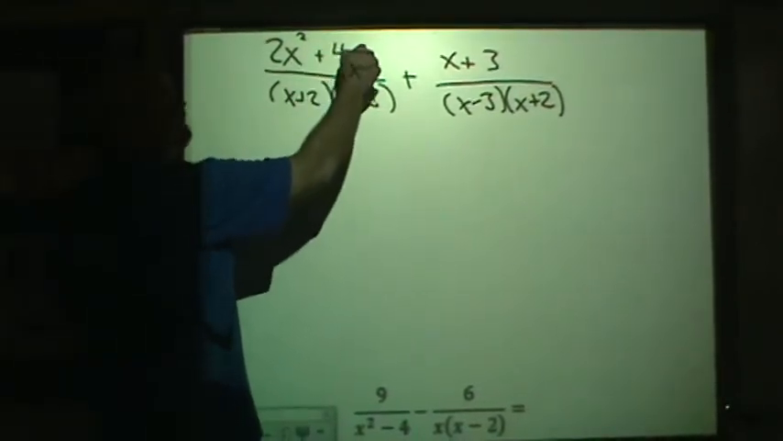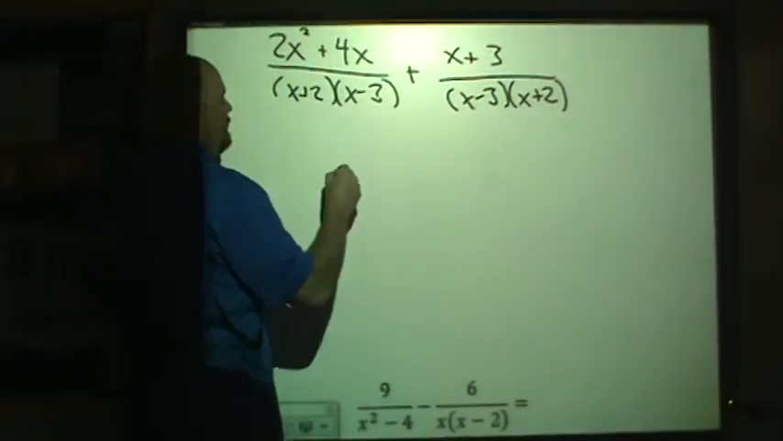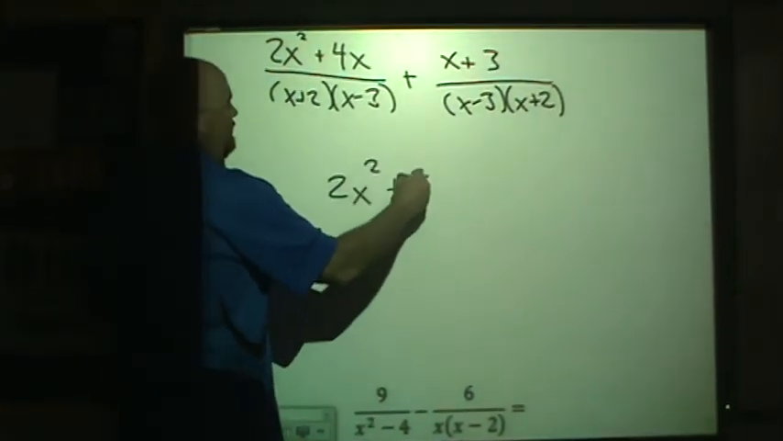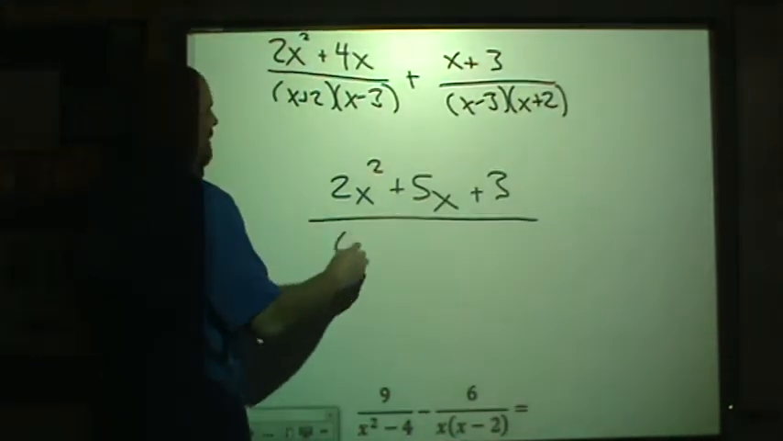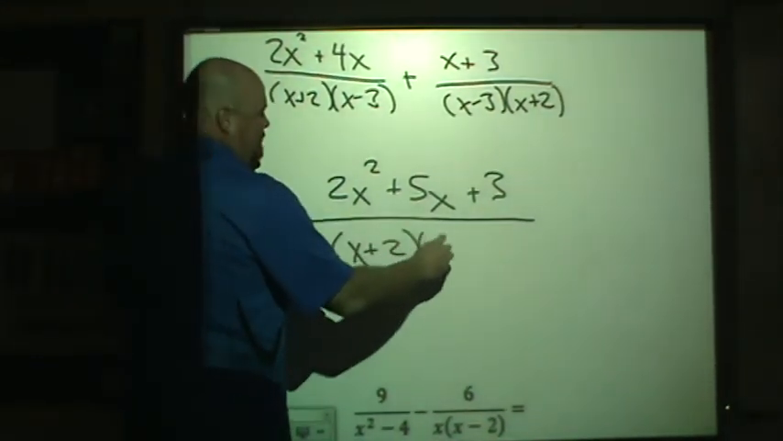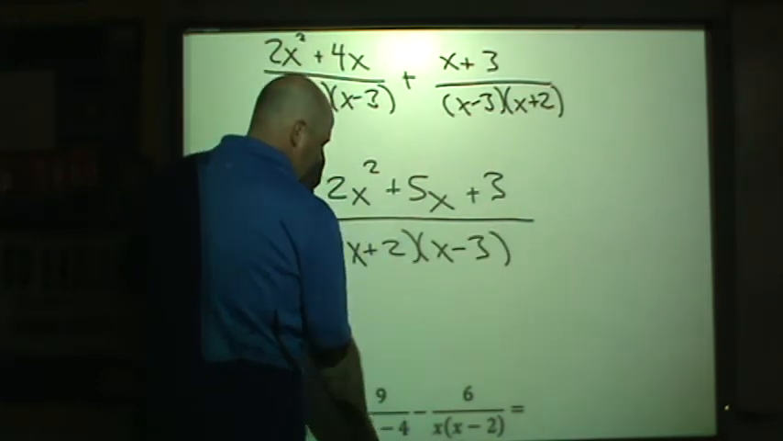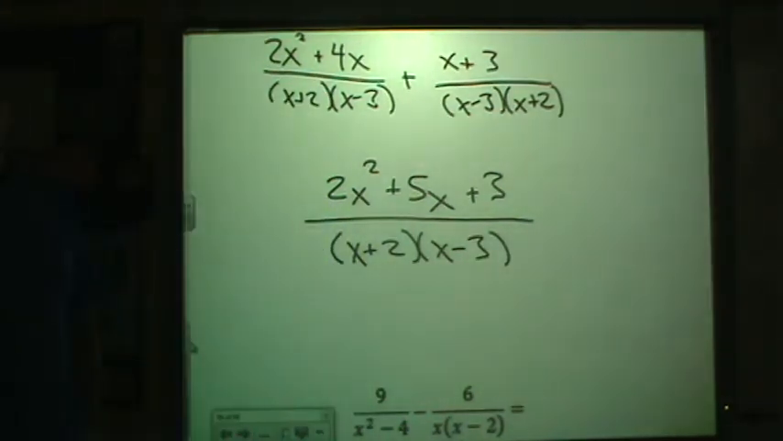2x squared plus 4x plus x plus 3. Combine your like terms. 2x squared plus 5x plus 3. And on the bottom, leave it like this. That's okay. That's okay. All right. On the top, we don't need to worry about it.